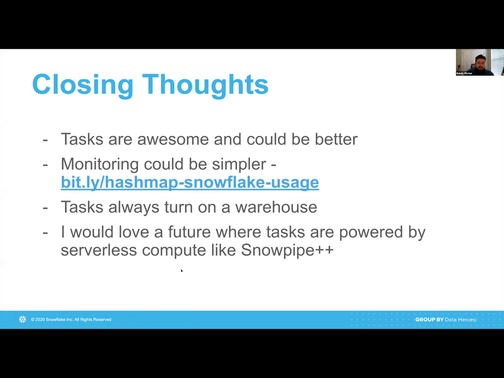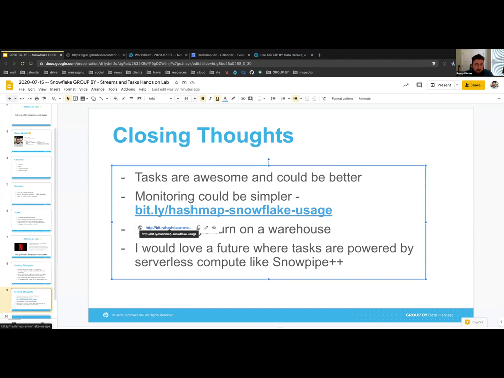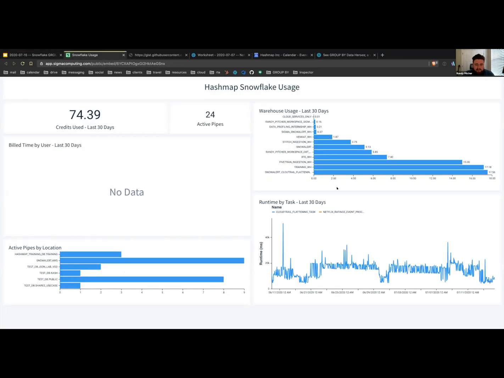Next, our tasks. Tasks are awesome, and they could be a little bit better, honestly. Monitoring is really a place where they could be a little bit simpler. Internally at Hashmap, we actually monitor with the Snowflake metadata. Snowflake exposes your account usage data directly to you for use any way you like. Here, in some of our other monitoring, we have our runtimes by task.